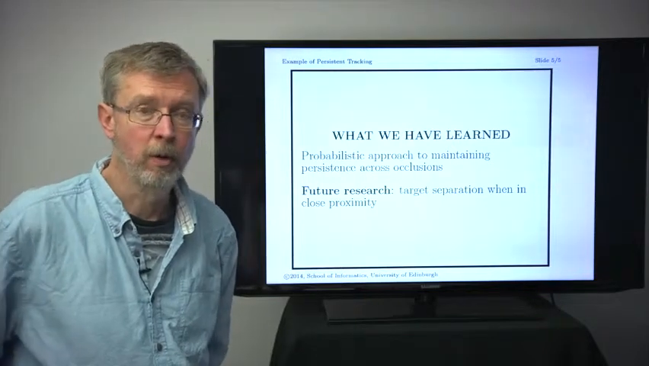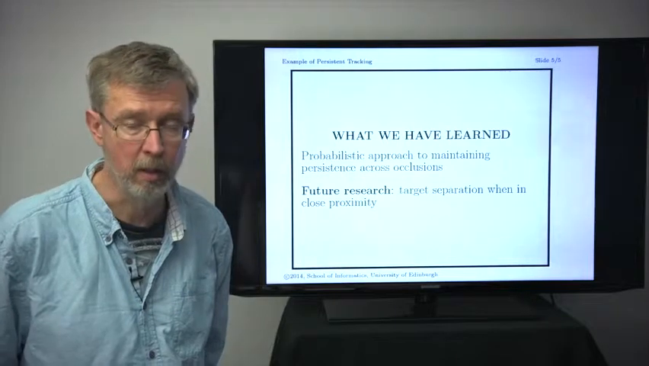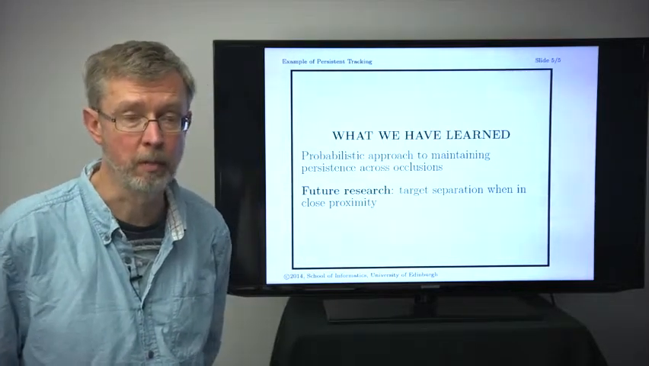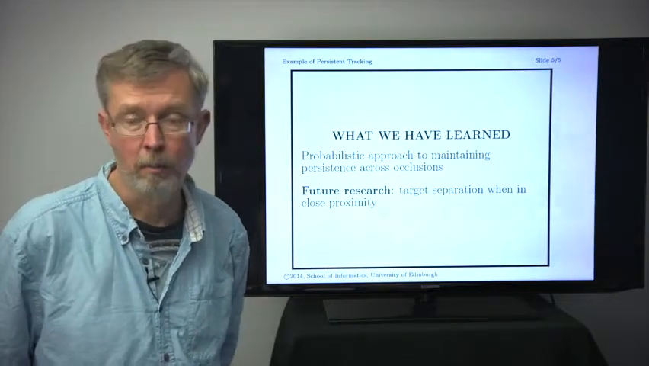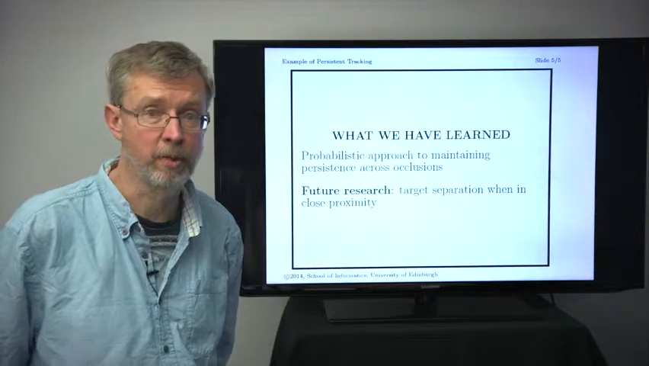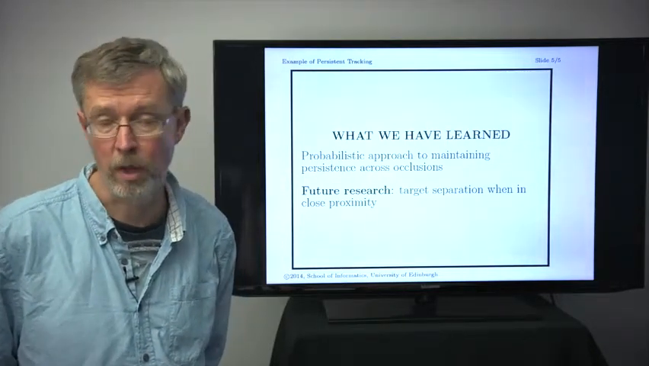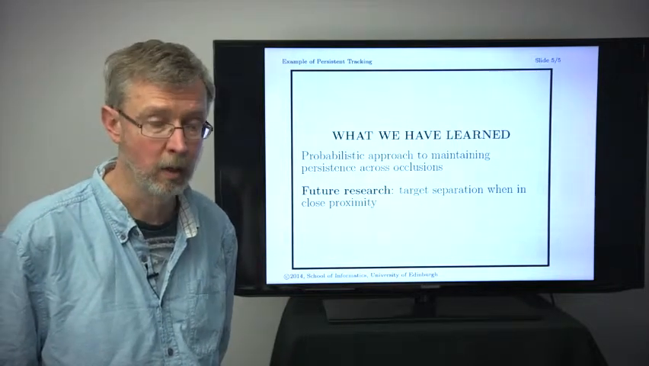So what we've been looking at here is an example of how we can use a probabilistic approach to maintaining this persistence, even though the trajectories might get broken up, either because of tracking failures or because of occlusions. It's all based on a little bit of simple evidence, that of the trajectory and also of the color of the targets, basically the color of the clothing that they're wearing.